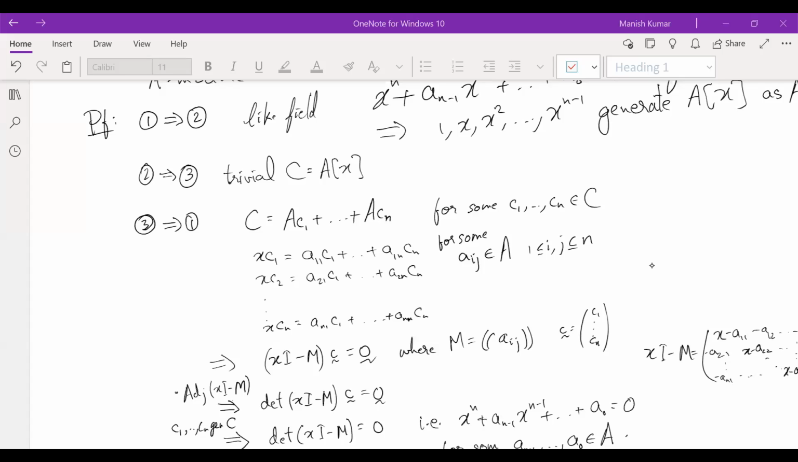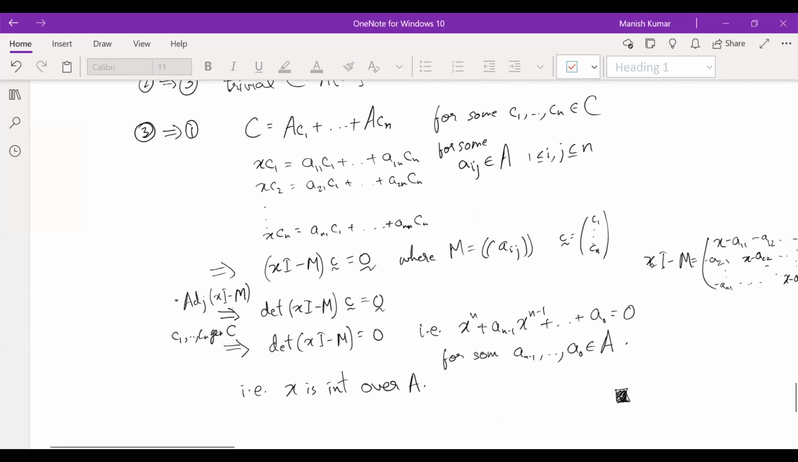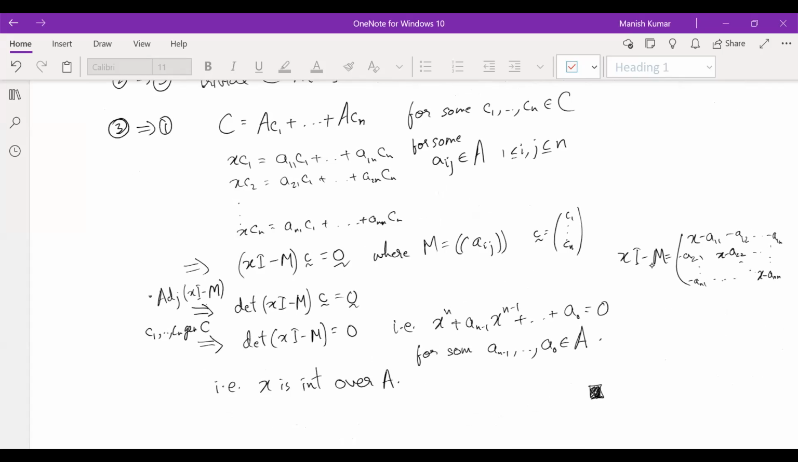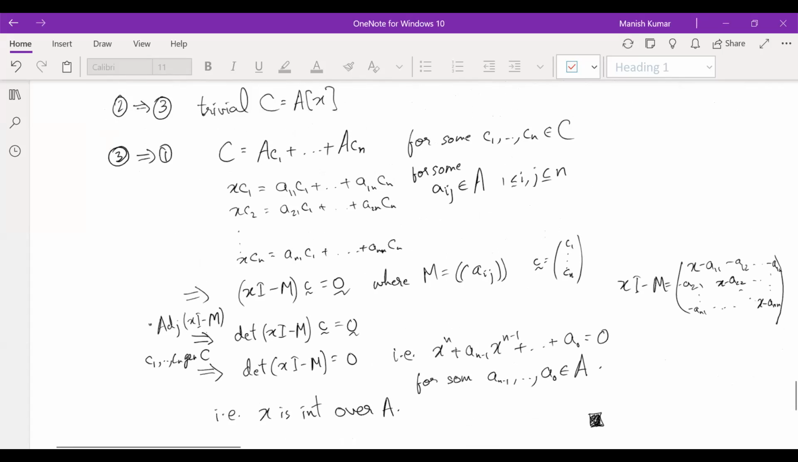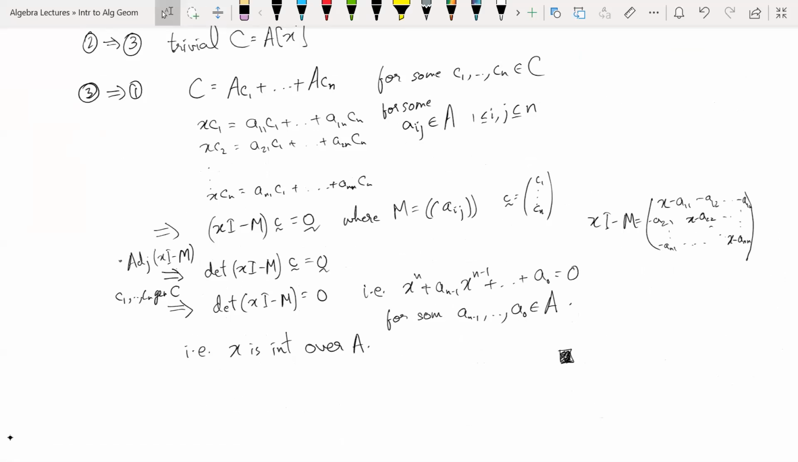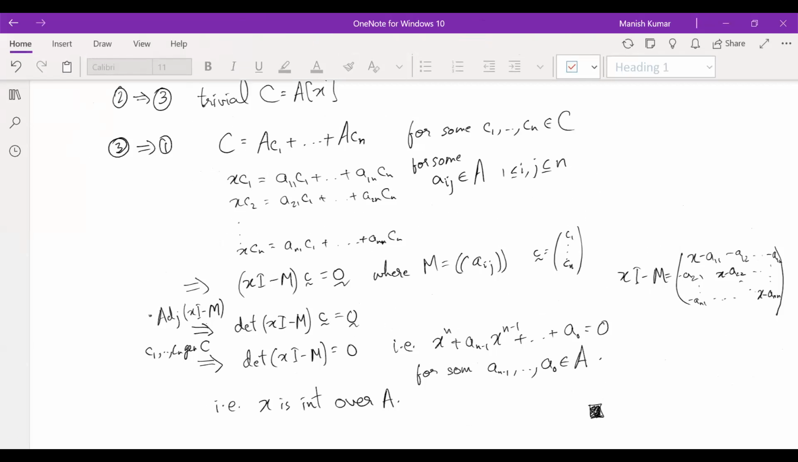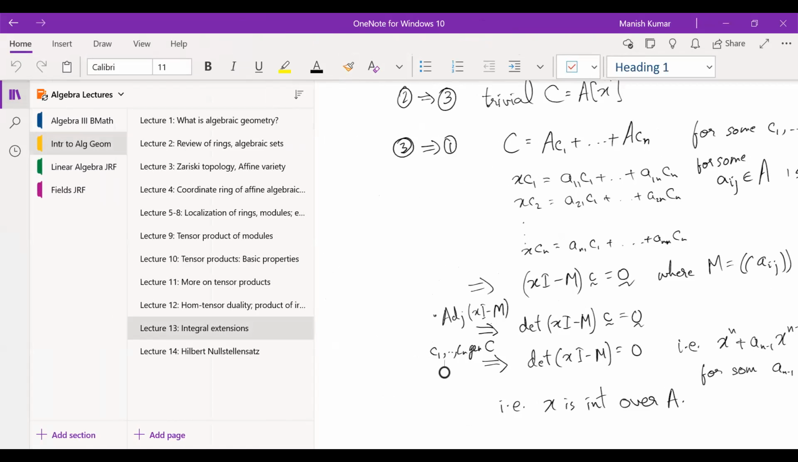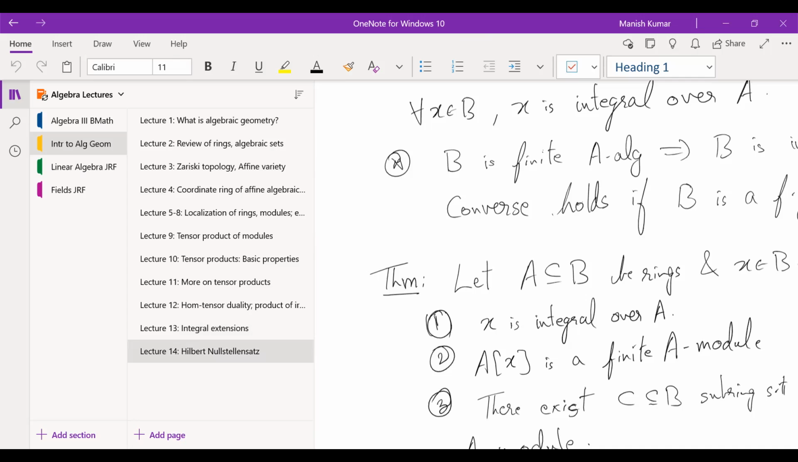So anyway, this proof, most of you have seen it in algebraic number theory, and those who haven't can just read through the notes. Those who have heard it, good. Okay. So that completes the proof of this theorem.